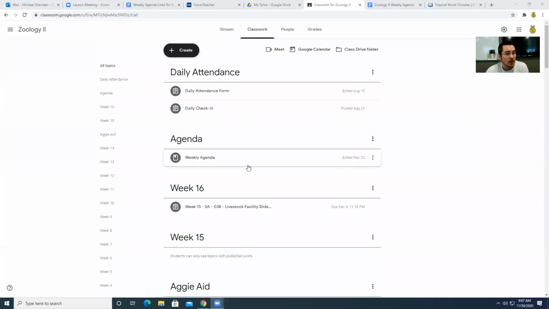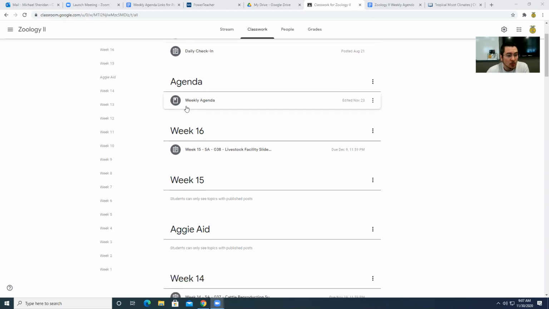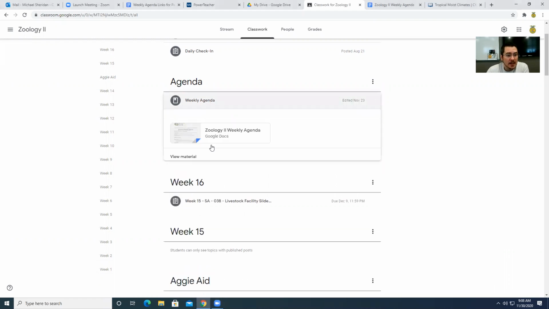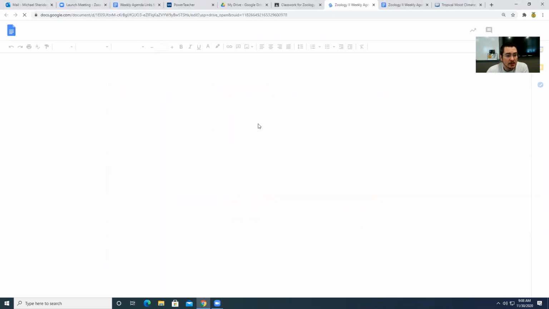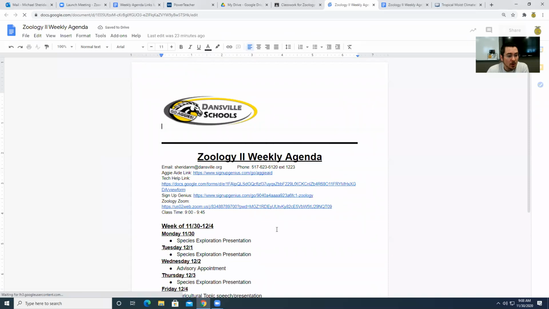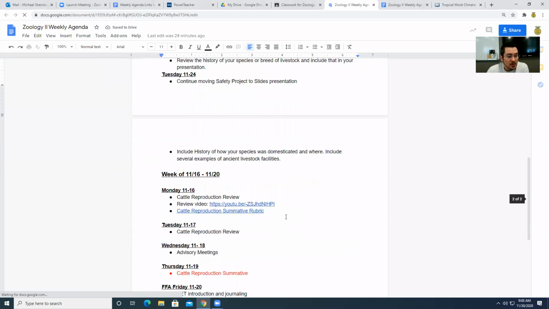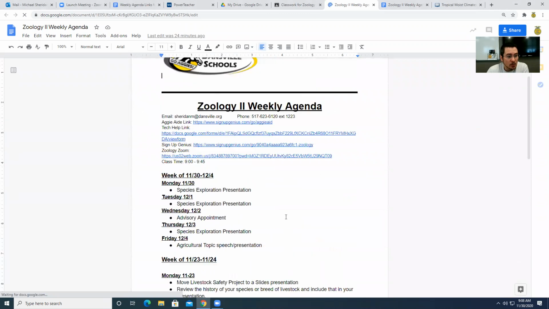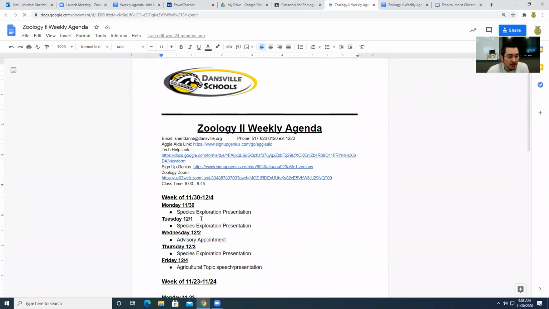So moving right into our Google Classroom, you can see your weekly agenda. At one point, I was doing those every single week and making them different. Now what I've decided to do is just make this where it updates all the time. So all of your weekly agendas are going to be in here, but obviously the most recent one is going to be at the top.